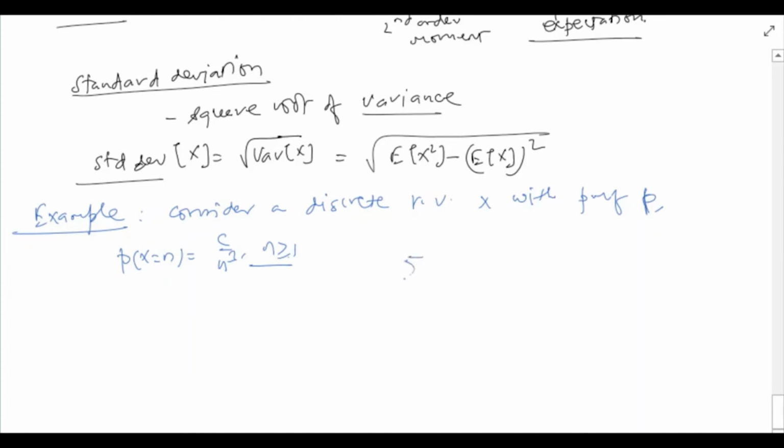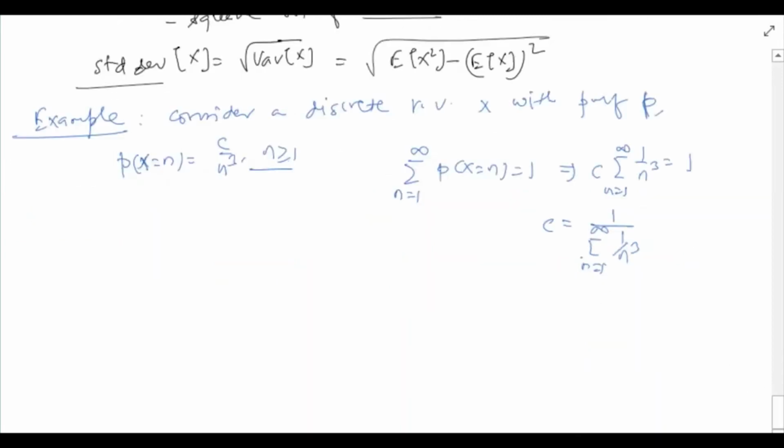Okay, and notice that for p to be a valid probability mass function, we require that the summation over n equals 1 to infinity of P(x = n) be equal to 1. That is, we require that c times the sum over n equals 1 to infinity of 1/n³ be equal to 1. So c has to be set to be equal to 1 over the sum over n equals 1 to infinity of 1/n³. Right? So c is this constant. For this reason, c is also termed as normalizing constant.